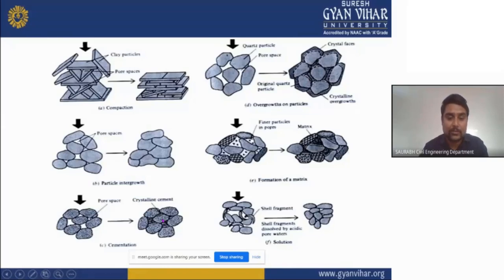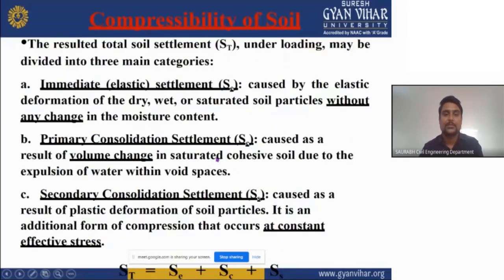And there is also one more thing, which is cementation. What is the meaning of cementation? In pores, something will be filled and compressed, and it will be called cementation of your soil.